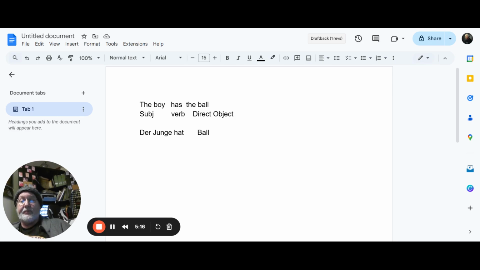So what happens in the nominative case is you have three articles. You can have either der, die, or das. There is also the plural, which is always die. So this is masculine, feminine, neuter, plural.